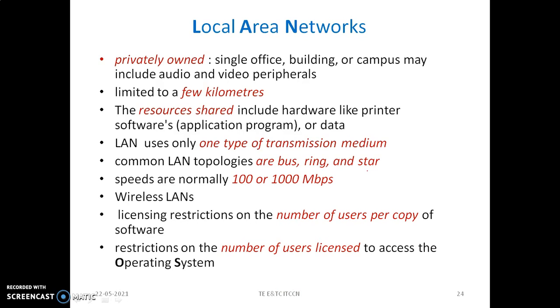Along with this, licensing restrictions on the number of users per copy of the software are relevant to this point. For shared resources, suppose there is one particular PC, which we call a server PC, and the server PC has a license copy of one particular software, but the maximum number of users can be 10. So within the particular LAN which is going to share among all the different nodes, a maximum of 10 users are allowed with the license copy, so the 10 users can be there within the LAN.